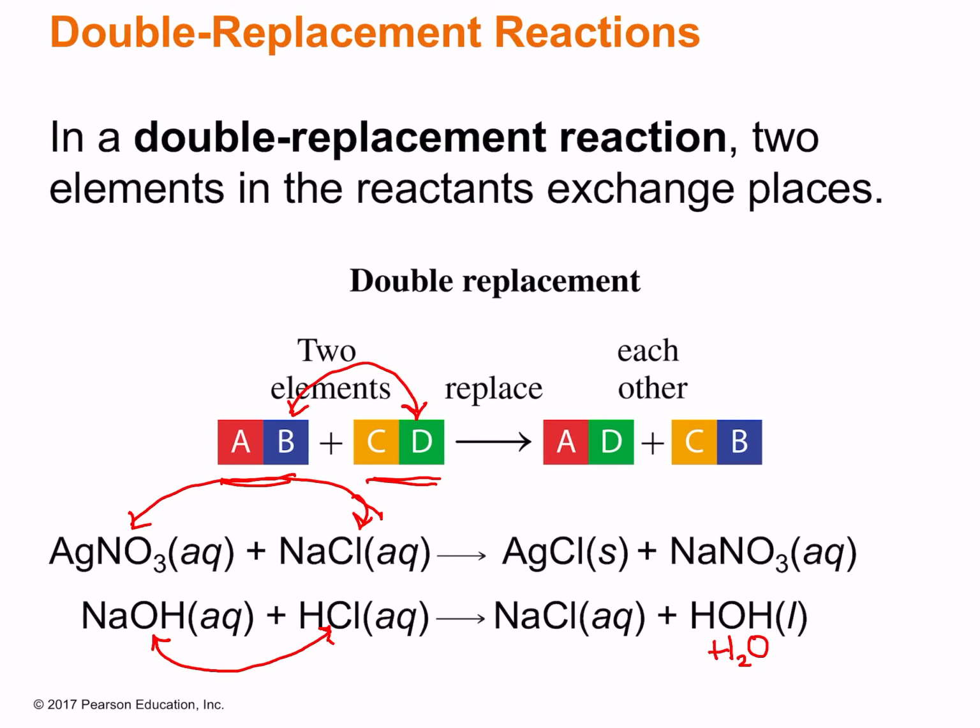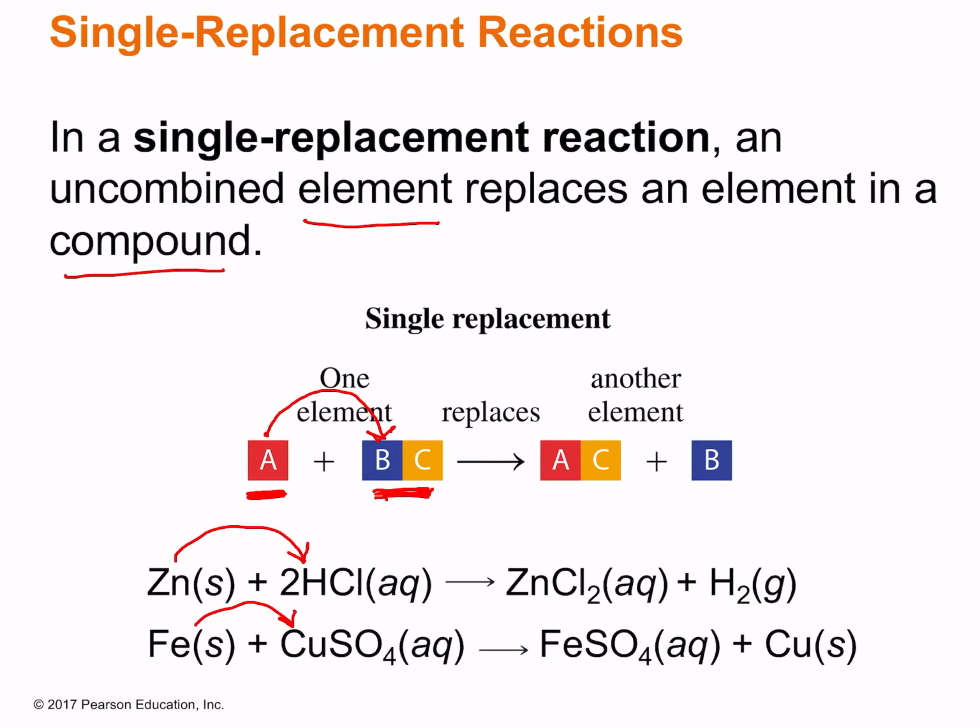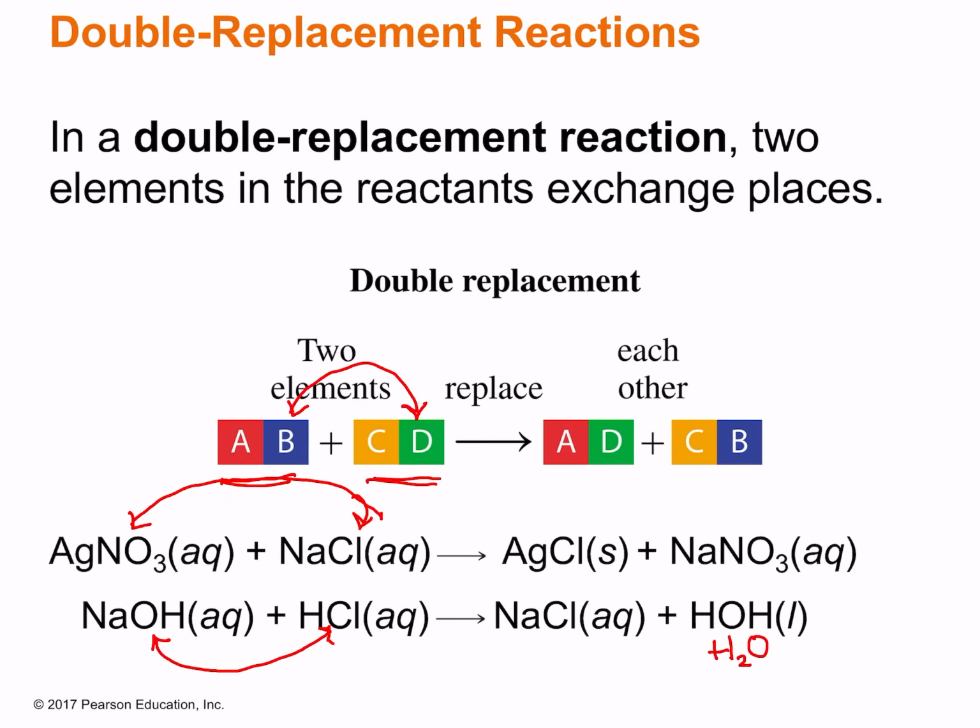But the ones, like I said, to keep straight: single replacement is an element and a compound. Double replacement is two compounds. Those are the ones that people get mixed up, so pay particular attention to that.